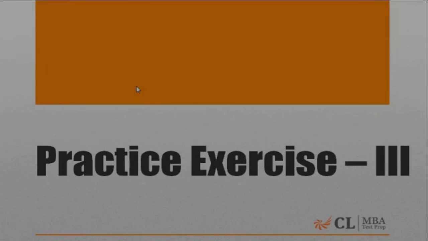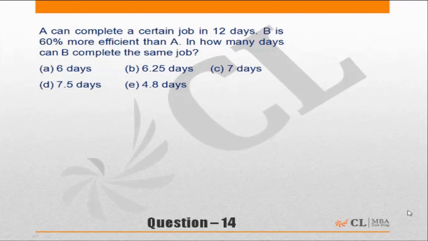Practice exercise 3, time, speed, distance. Question 14. A can complete a certain job in 12 days. B is 60% more efficient than A. In how many days can B complete the work?